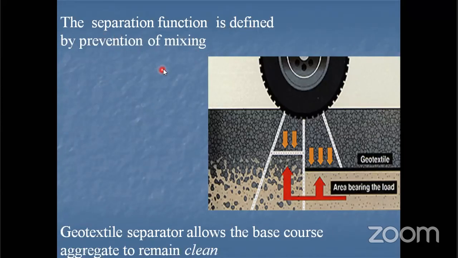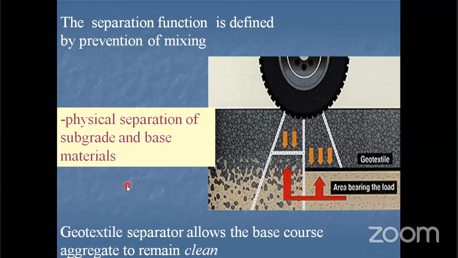The separation function is defined by prevention of mixing. The mixing is due to the physical forces imposed by the construction or the operating traffic. Geotextile separators, the function of separation is to provide a physical separation of subgrade and the base material. So it can be done during the construction or during the operation life of the roadway. This mixing can take place. So the physical separation of subgrade and base material is the main objective.